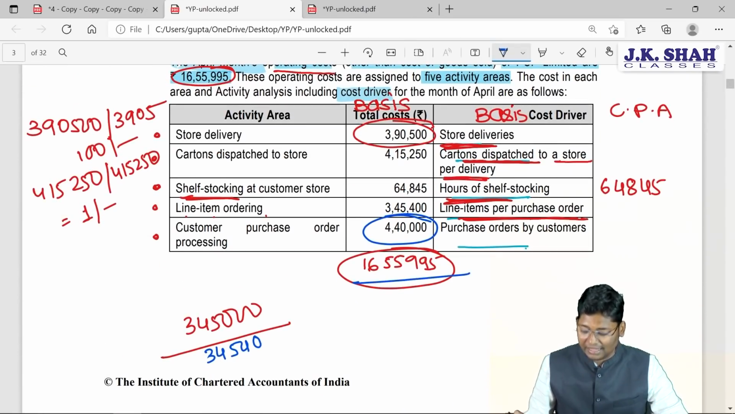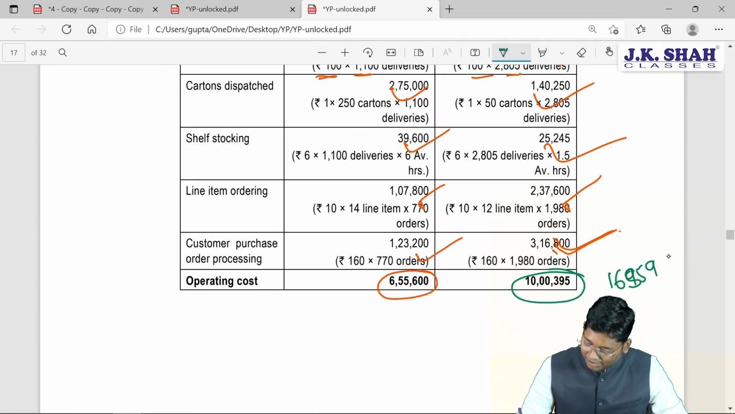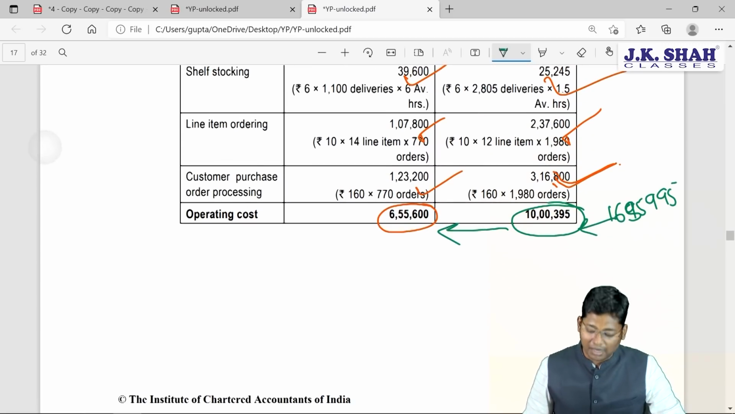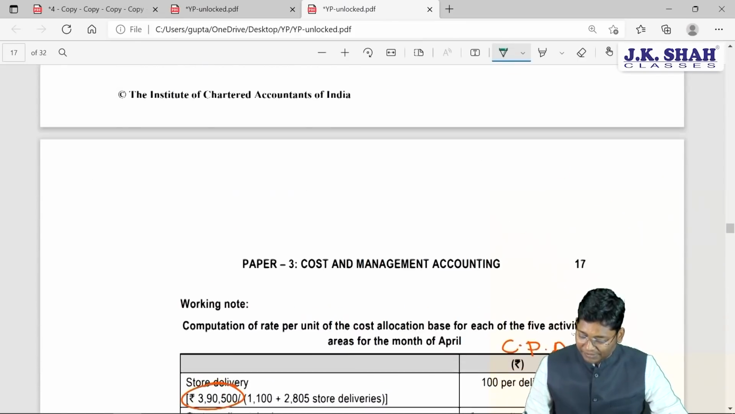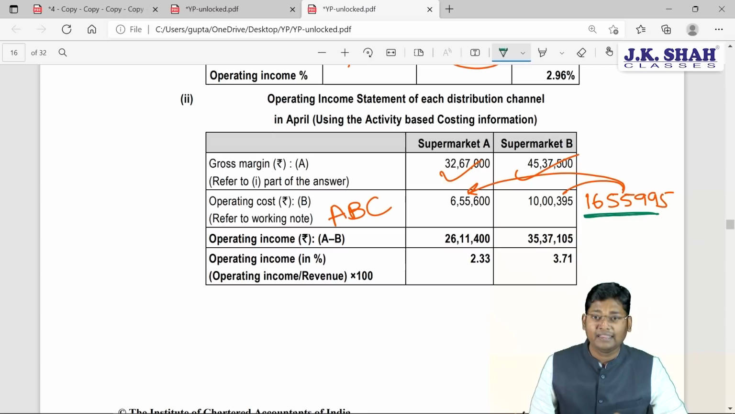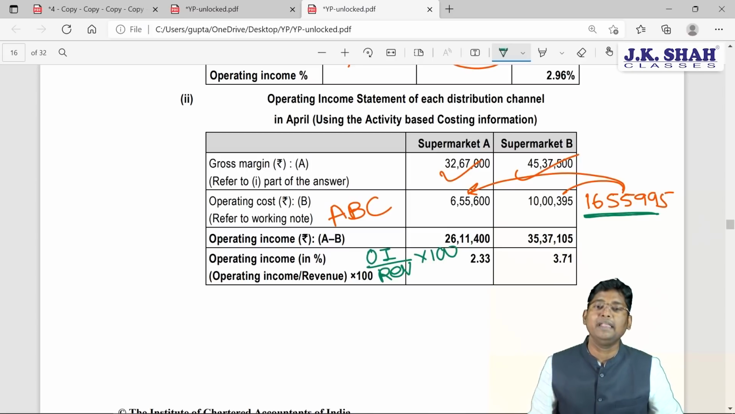They are 16,55,995. So your 16,55,995 are now bifurcated into two parts, and the same two amounts you have to put in your solution for GP calculation and net profit calculation. See here, the 16,55,995 is now divided into two parts, and they have computed the operating income. And now operating income they have divided by revenue and multiplied by 100 to get the percentage.